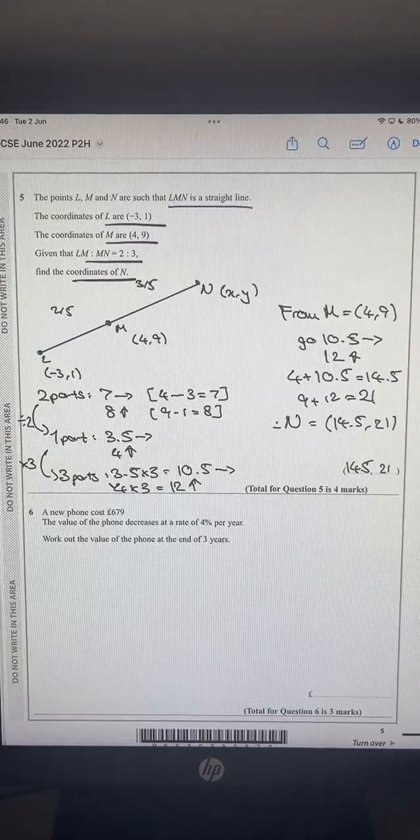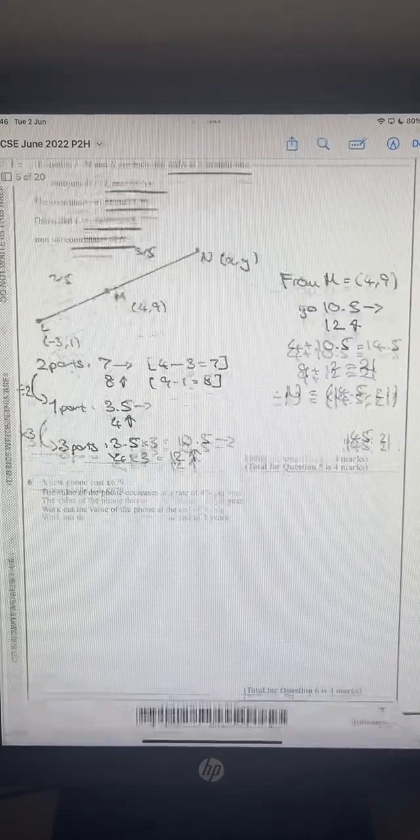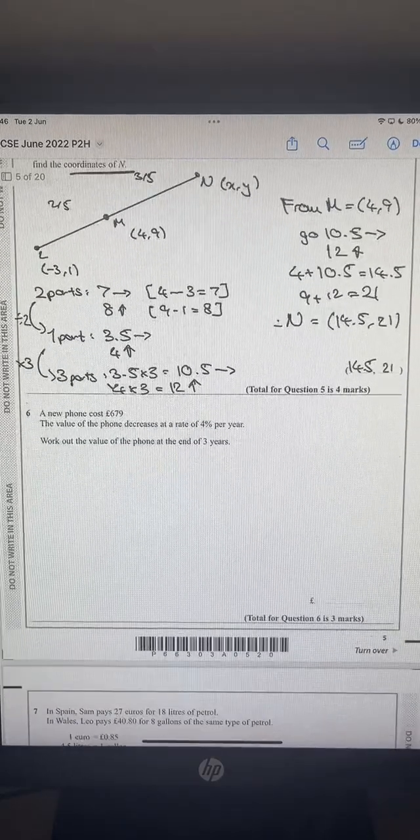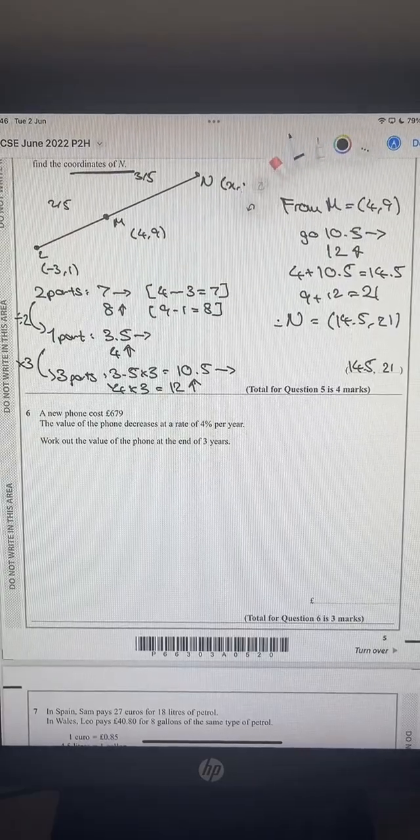This is the 2022 paper 2. It's the paper I sat in my GCSEs, so it's fun going through it with you guys.